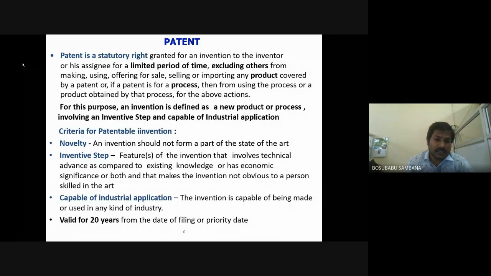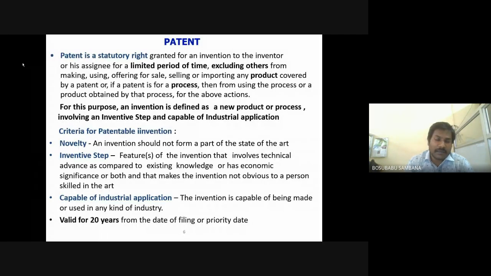The first thing is novelty, and the innovation should not be part of the state of the art. It is a completely new innovation, not a discovery. The inventive step is also used in a commercial way. At the end of the patent granting examination process, they ask about the inventive step, the deductive step, the indirect step, and next, commercial and capable of industrial application.